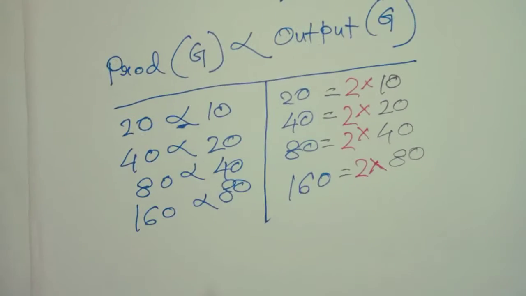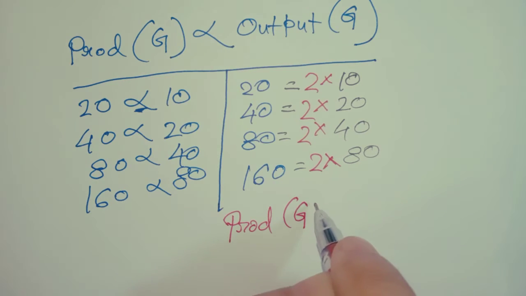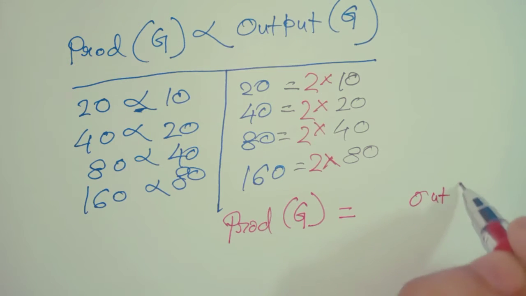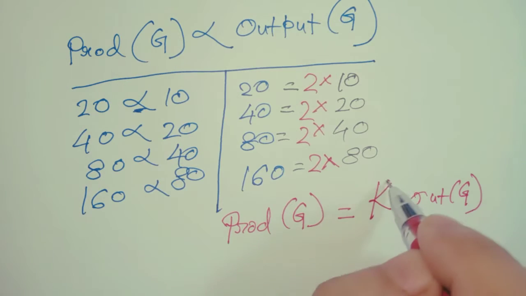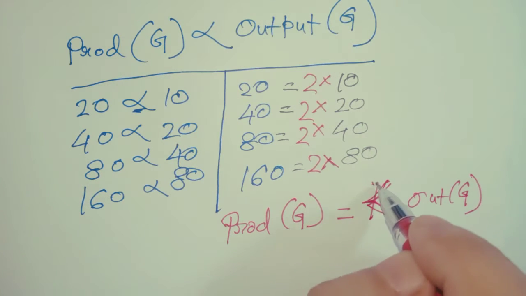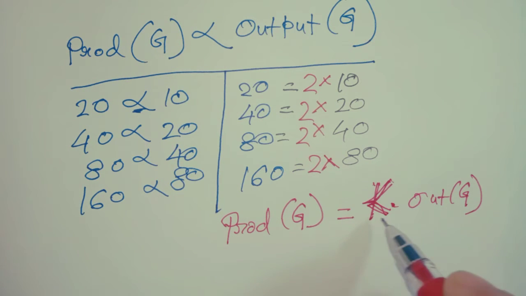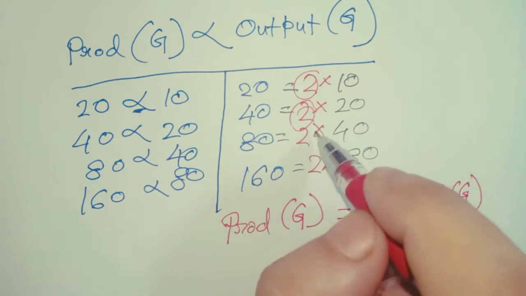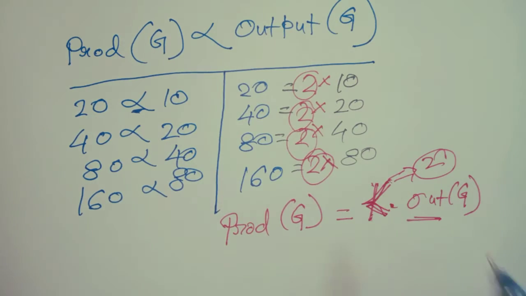From here, what I can tell is that if I write it in this convention, the production of glass is equal to the output of glass times some kind of constant, which is K. This is a constant which is K. So now you see that if I want to make the production of glass equal to the output of glass, every time we have to put this 2. This is actually that 2 which we are putting.